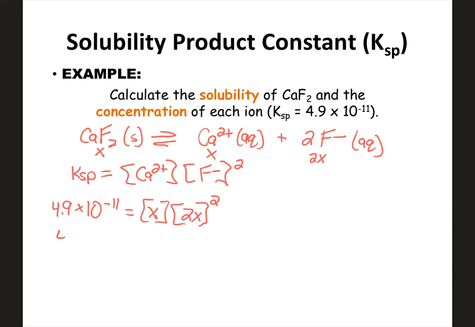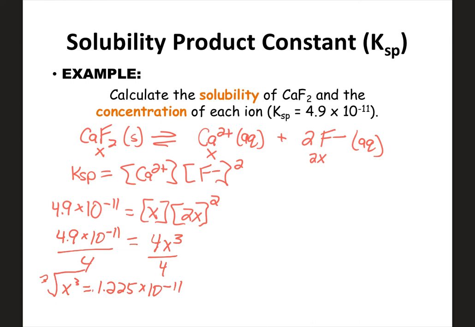Essentially, when you do this, you're going to have your 4.9 times 10 to the minus 11th equal to 4x cubed. Be careful there with the math. You would divide both sides by 4, all right? And then you would get here x cubed equal to 1.225 times 10 to the minus 11th. Take the cube root of both sides. And when you do that, x should come out to be, with correct sig figs according to the Ksp, 2.3 times 10 to the minus 4th.